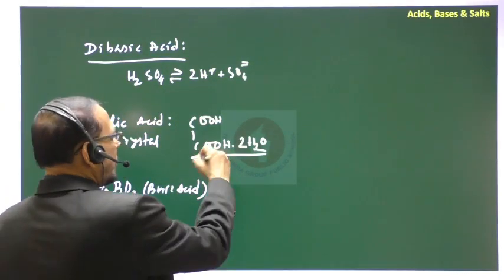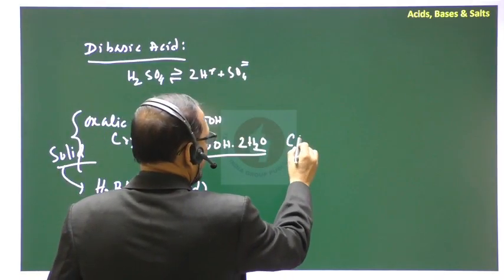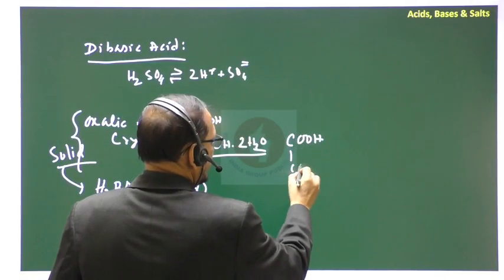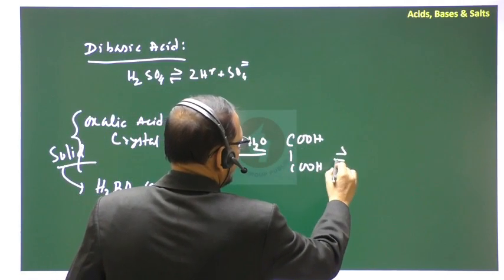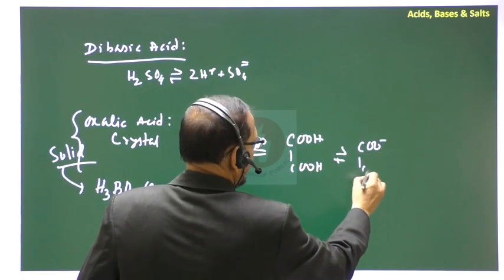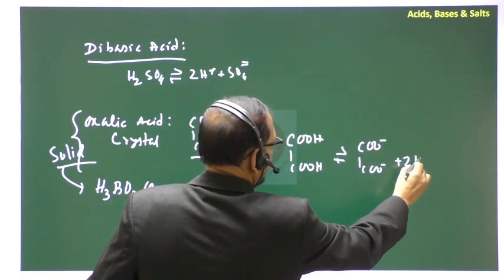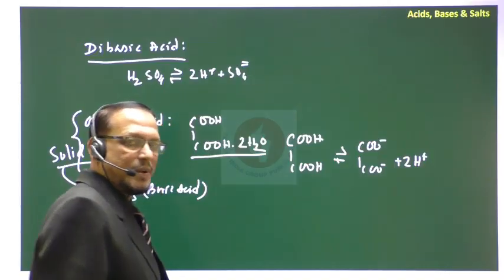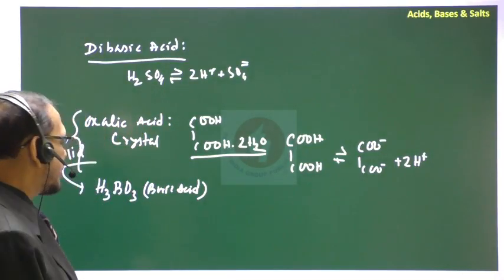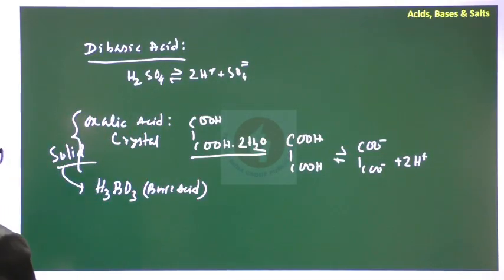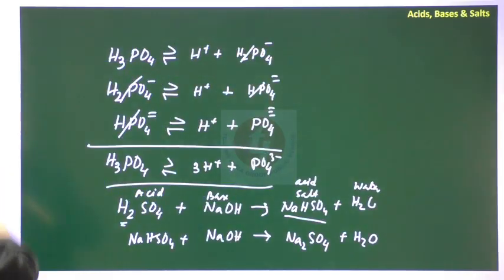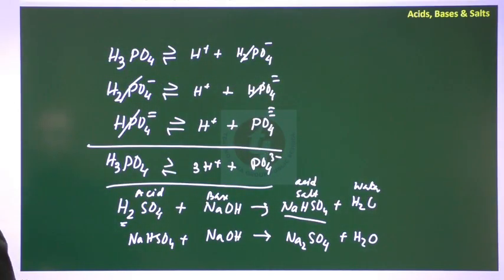So in solution, what will happen? We can write it shortly as (COOH)2, and it will ionize to give the oxalate ion (COO)2 2 minus and 2H plus. It is a dibasic acid. Tribasic acid, I have shown you the H3PO4 details. This is the tribasic acid.